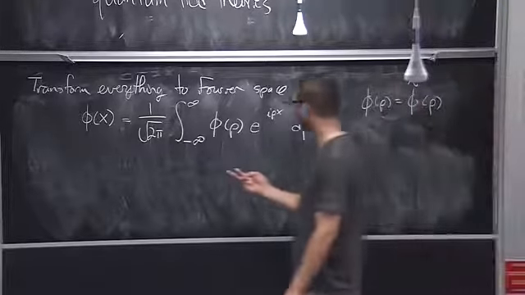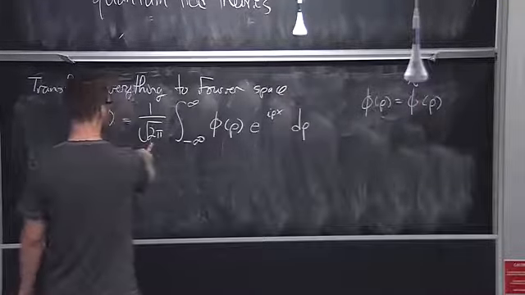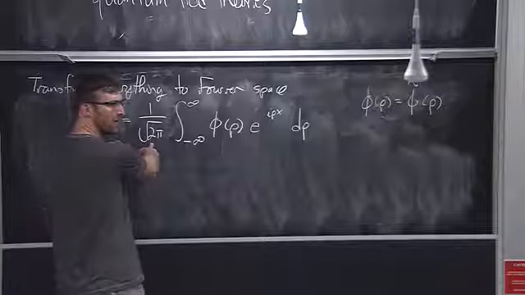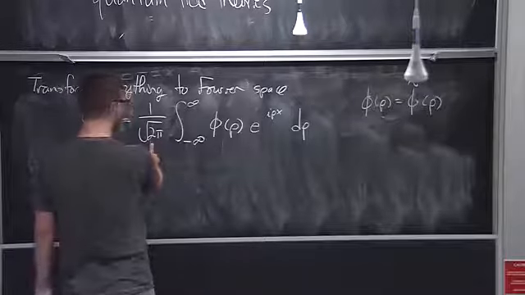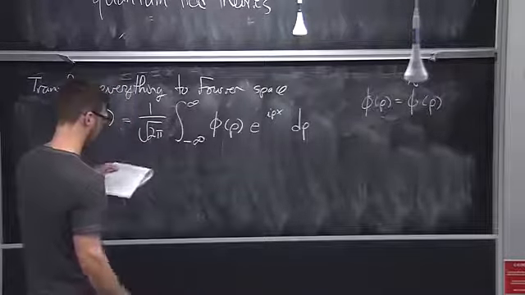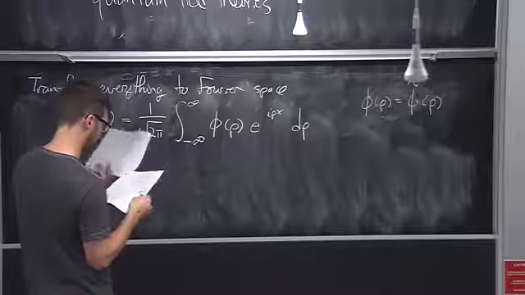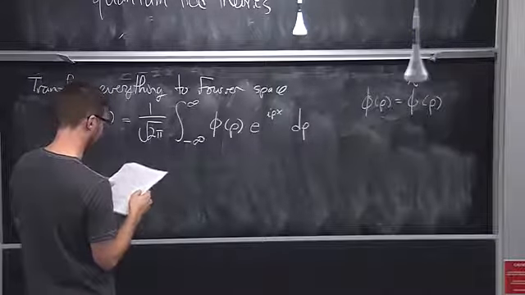I don't know if this normalization's right. I forget. I think in field theory, the transform has 1 over 2 pi, and the inverse transform has just 1. But it's too late. Yeah. I'm going to throw all those 2 pi's away.